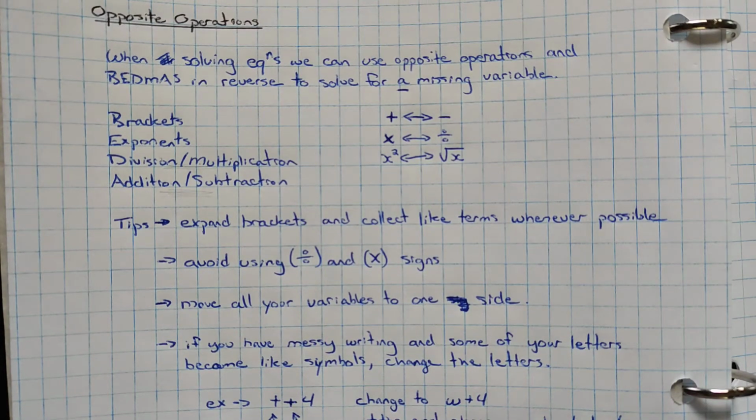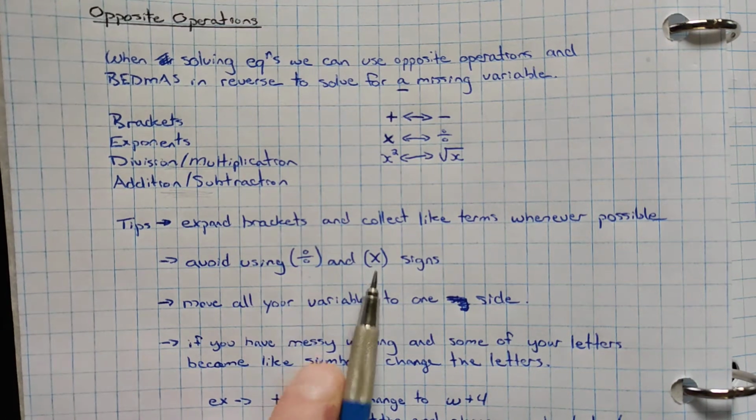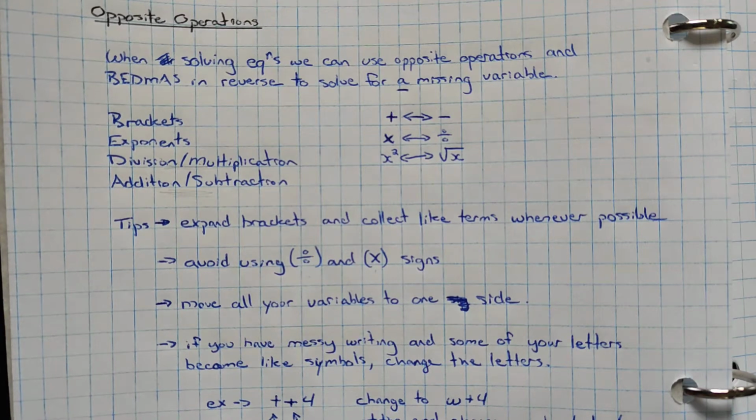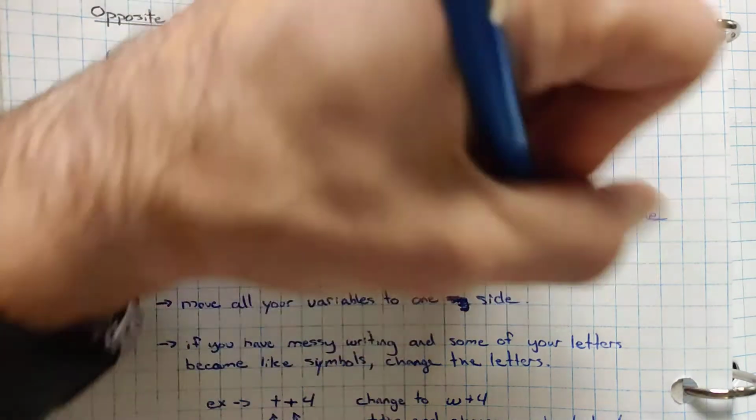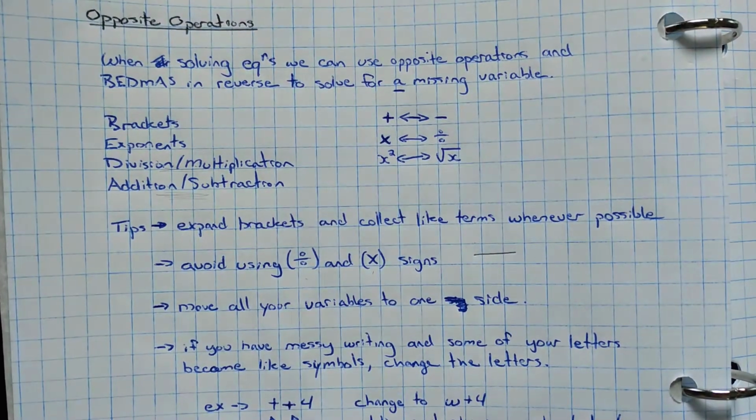Expand brackets and collect like terms whenever possible. At any given step, if you can collect the like terms and expand brackets, do so. It'll make your work easier. Avoid using the divide and times signs. We want to use our brackets or mathematical dots for multiplication, and we want to use our fraction bar for division.